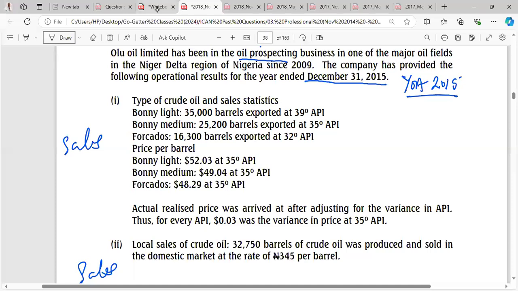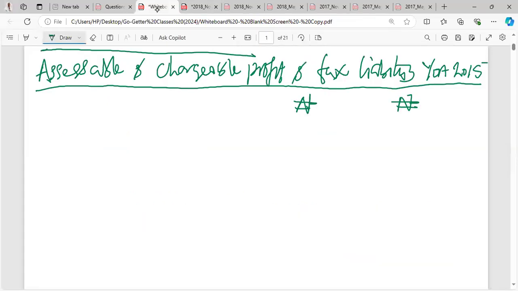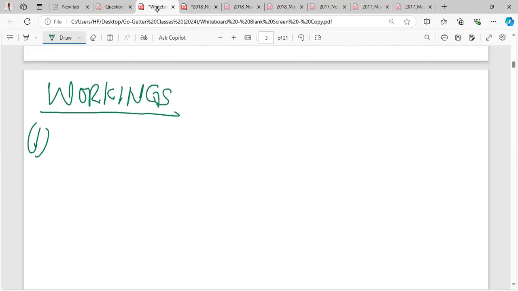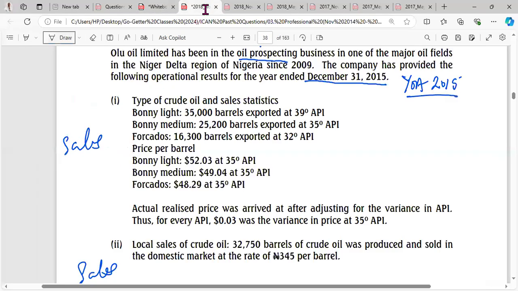So I will come here and I will say export sales. And this is workings number 1. All right, so I will go straight to where my workings number 1 is, and I will say export sales. Now, the way to solve this is they've told you type of crude oil and sales statistics.